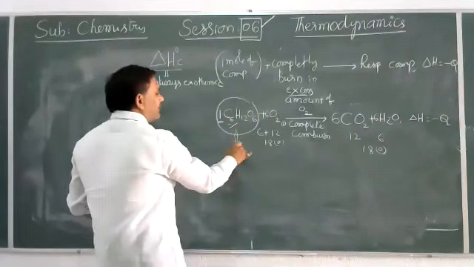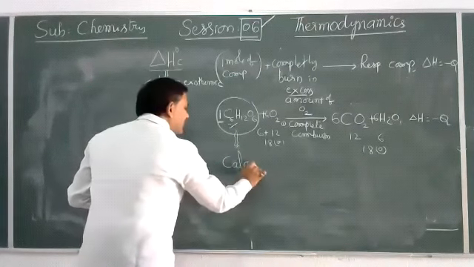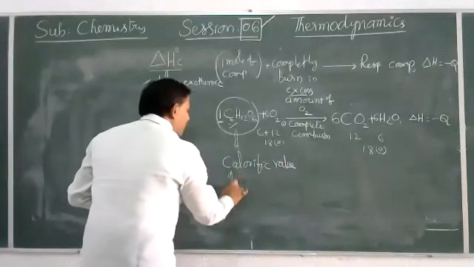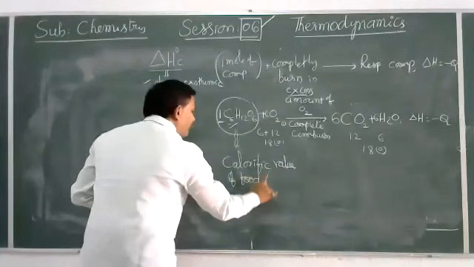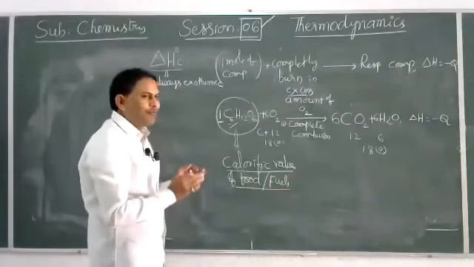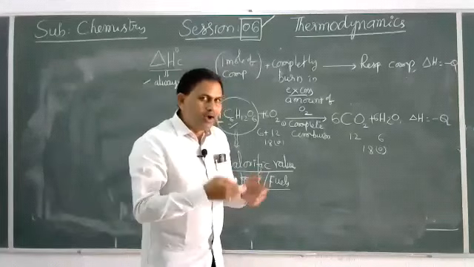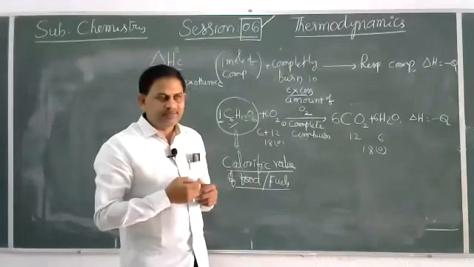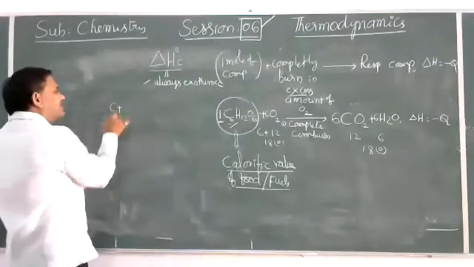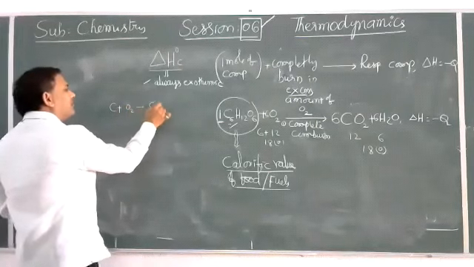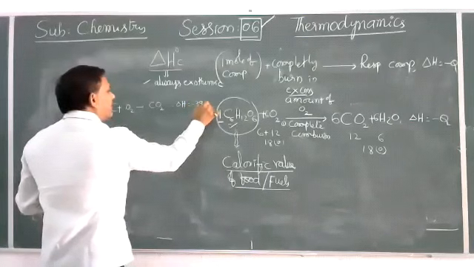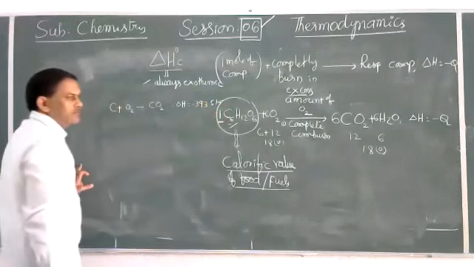Here, based on this, we can calculate the calorific value of food or of fuels. Calorific value means how much amount of food or the fuel burns, how much amount of heat is liberated. For example, here carbon plus oxygen gives carbon dioxide. Now that value is minus 393.5 kilojoules per mole.